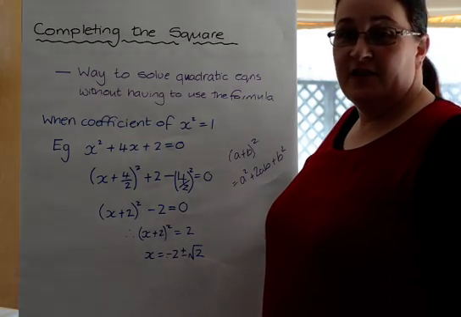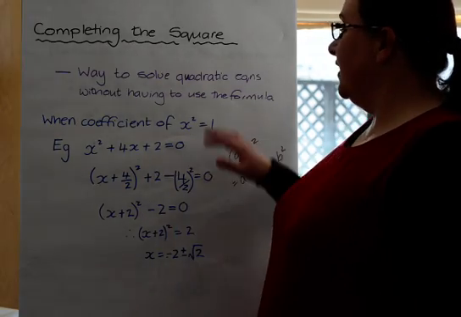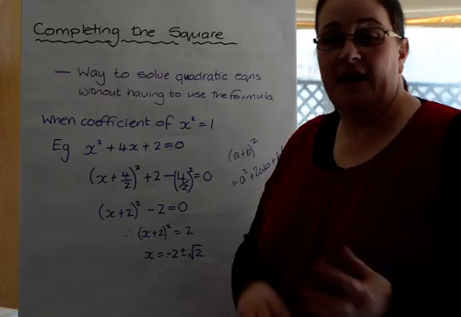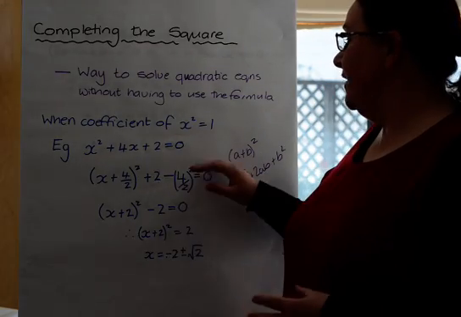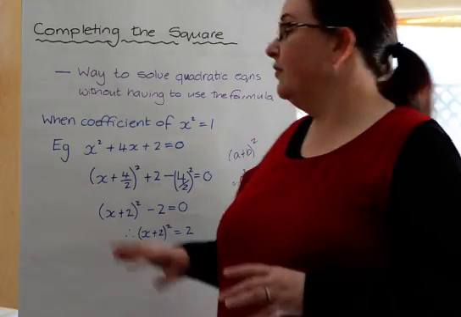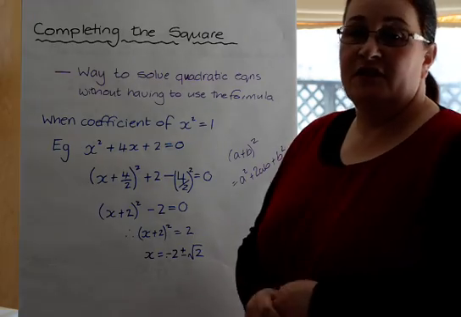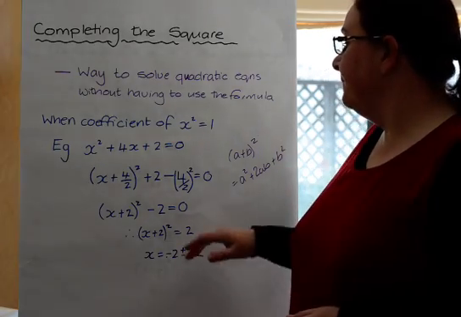So this is the first lesson on completing the square, and this is about solving quadratic equations without actually either having to use A, the formula, or B, factorise it. And we're going to go through two scenarios. We're going to go through when the coefficient of x squared is 1, and we'll go through when the coefficient of x squared is greater than 1.